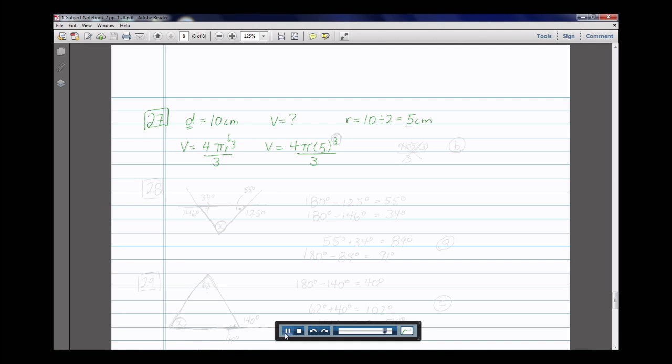Take a look at your options, and you can see that there's two things they're checking for here. One is that you know you're using the radius, and the other is whether you know that this cube is actually a cube and not a multiply by 3. So options C and D are already out, so you just have to decide on A or B. In A, they did 4 pi 5 times 3 over 3, and that is not the same as this. The one that is exactly the same is B.